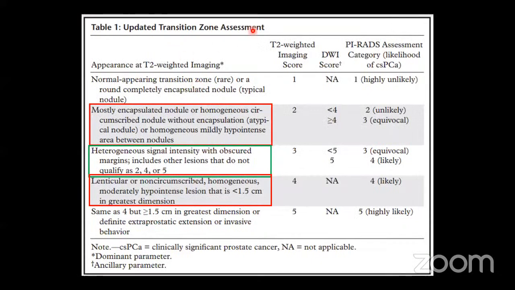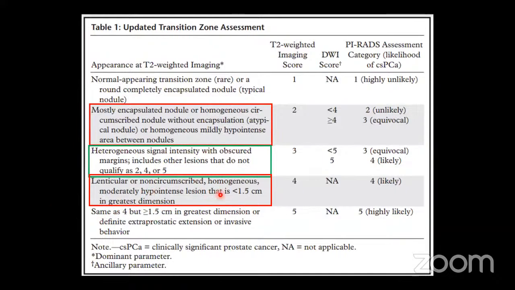As I told, the point of discussion today is all about the transition zone. Therefore, in detail, the same thing what we have discussed. So one is normal appearing transition zone. 2 and 3, always remember you have to also look into diffusion. Just T2 will not be enough. The terms are circumscribed nodules without encapsulation for 2 and obscured margins, non-circumscribed with erased charcoal appearance is for 3. So both of these you have to see diffusion and upgrade or downgrade.